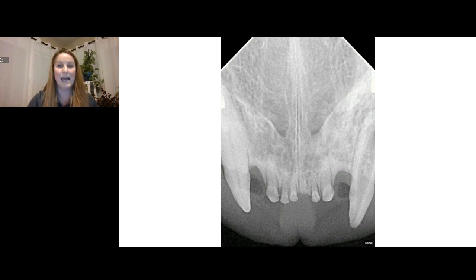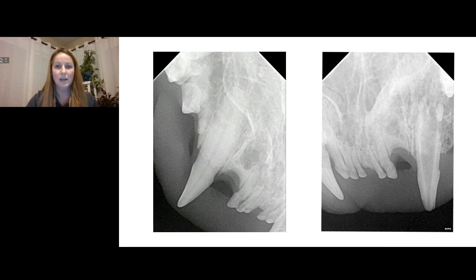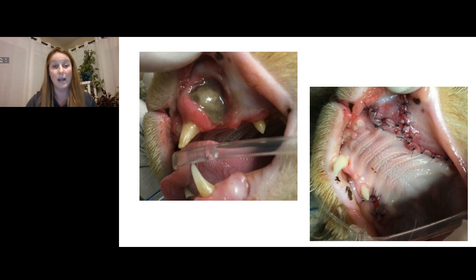This is going to be a cat. We might say, oh gosh, I can start to see something going on here. Yeah, absolutely something going on here. And guess what? That tooth has been dead for a long time. And I mean a long time right here, right?